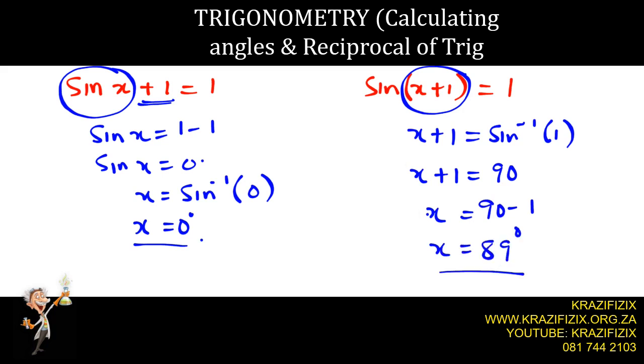So I need you to understand the dynamics of the algebra when it comes to trig. The bracket alone just changes the whole perspective. In the first case, my angle is only x, but in this case, my angle is x plus 1. So that's how to deal with a whole lot of that.